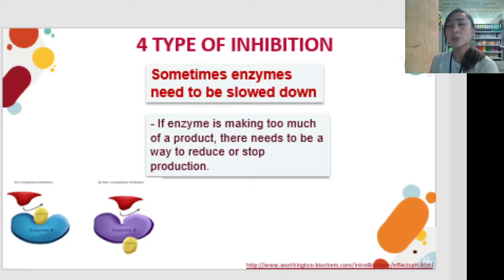Okay. So, dahil nga chances are maybe there is a speed of reaction, sometimes the enzymes need to be slowed down. Okay? So, meron tayong tinatawag na inhibition. When we say inhibition, it's basically restriction or parang hindering the process, stopping the process kasi nga, parang masyado nang mabilis yung reaction, ang dami na ng products na nagagawa ng enzyme. I think we should pause. Parang ganun sabi ng enzymes. So, if enzyme is making too much, there needs to be a way to reduce or stop the production. That is when inhibitor happens, no?